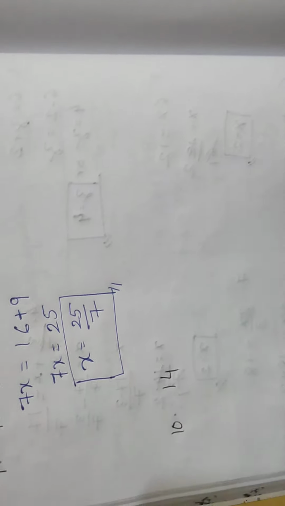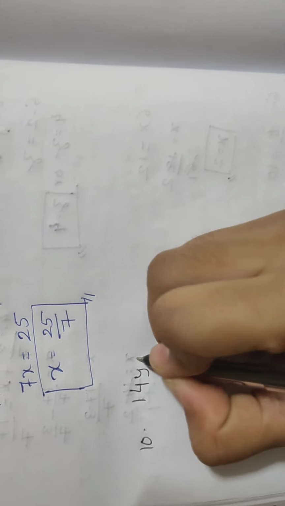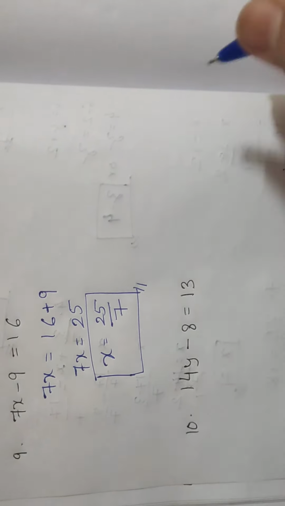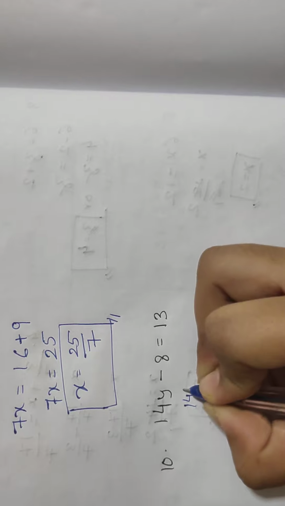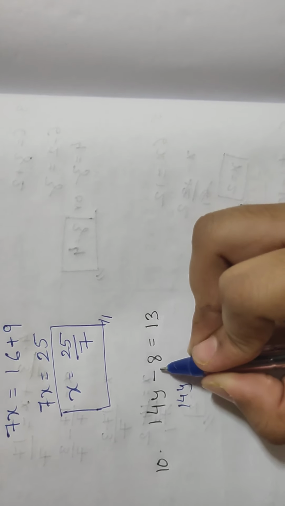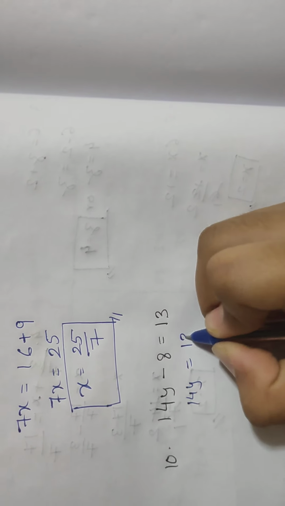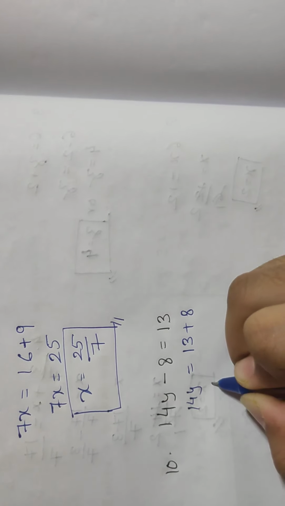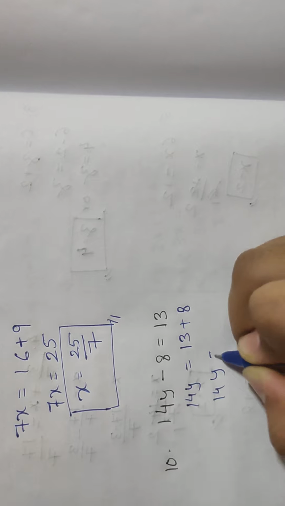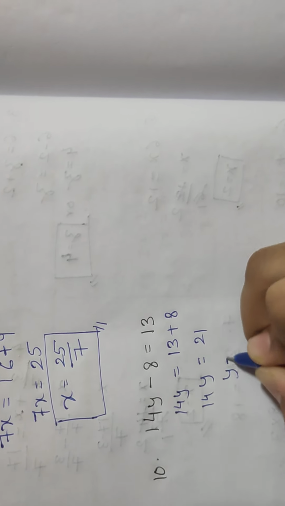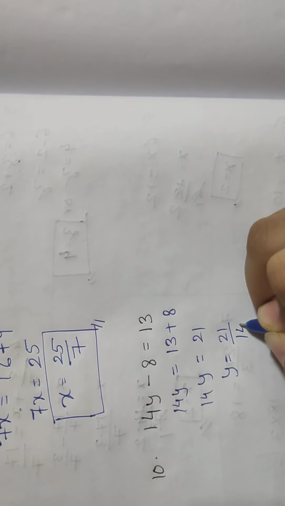Okay. In question number 10 they have given 14y minus 8 is equals to 13. So same way as we did in question number 9, 14y will be as it is. We have to take this minus 8 from this side to this side. So it will be 13 plus 8. So 14y is equals to 13 plus 8, that is 21. So y is equals to 21 upon 14.